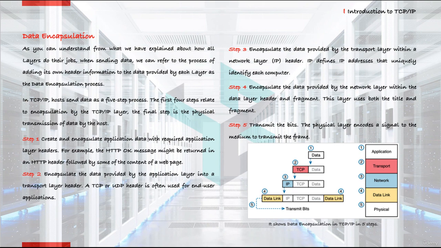As you see here, in the first step, the application data is created and encapsulated with the required application layer headers. For example, the HTTP OK message can be returned in an HTTP header and then in part of the content of a web page, while in the second step, the data provided by the application layer is encapsulated in a transport header, usually using a TCP or UDP header for end-user applications. When we go to the third step, the IP header is added to the information coming from the transport layer in the network layer, and after the IP header is added, the Ethernet header is added to the beginning of the packets from layer 3, 4, and 5 at the data link layer and the trailer is added to the end, and finally the first layer, i.e. the physical layer, is transmitted to the opposite device with electrical signals.